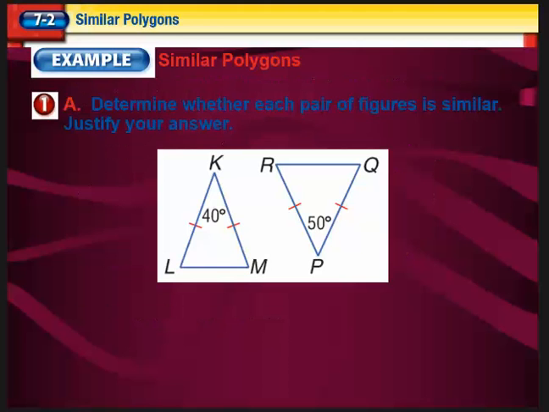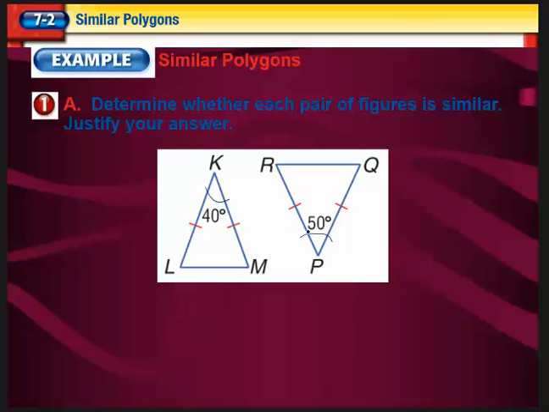You want whole numbers. All right, so let's do a few examples and then we'll be finished. Determine whether each pair of figures is similar. All right, well, in order to be similar, our corresponding parts, our angles have to be congruent and our sides have to be proportional. So I'm going to start off with these two corresponding parts right here.